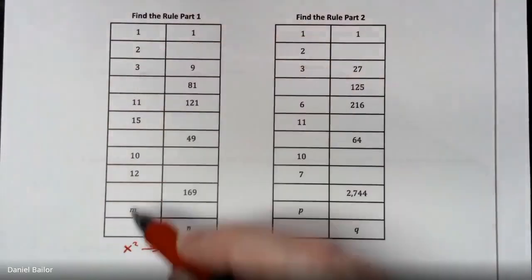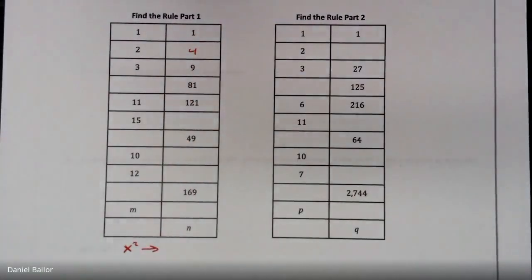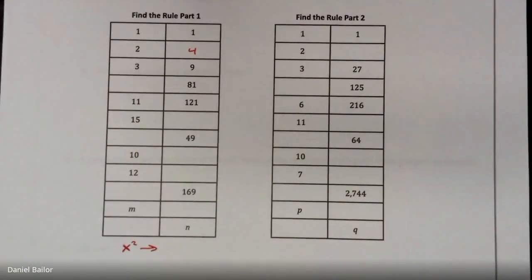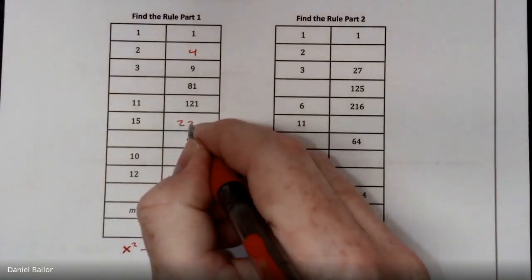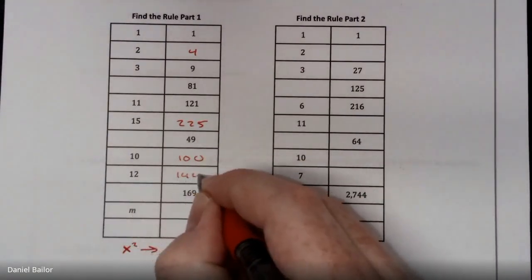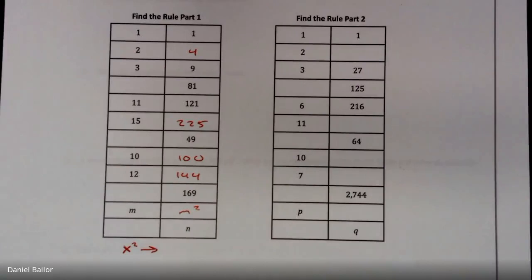So 2, and remember the rule is squared going right. 2 squared is 4. 15 squared is 15 times 15, which I believe is 225. But I should actually check just to make sure. I don't want to lie to you. So let's check. 15 times 15, 15 squared is 225. 10 squared is 100. 12 squared is 144. And m squared is m squared. So that helped us fill out all the ones where we have to go right.